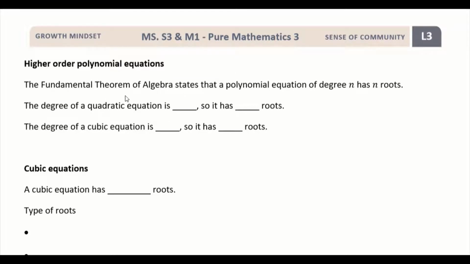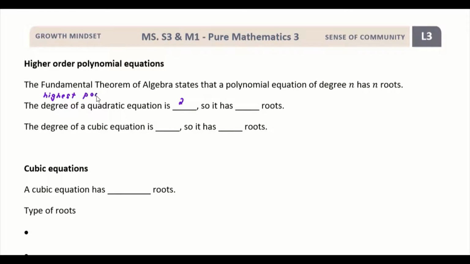So we talk about polynomial equations, right? The fundamental theorem of algebra states that if a polynomial equation has degree n, it will have n roots as well. That's why the degree of a quadratic equation is 2. The degree means the highest power, if you can remember this term. In this lesson, it involves some of the things that you learned previously in algebra, so make sure that you still remember those.